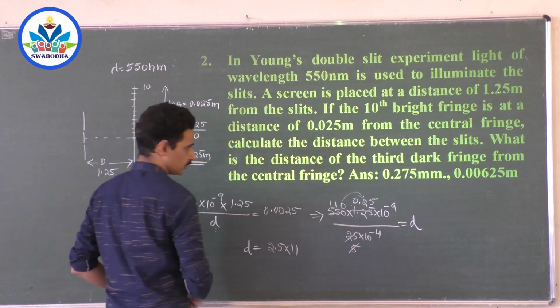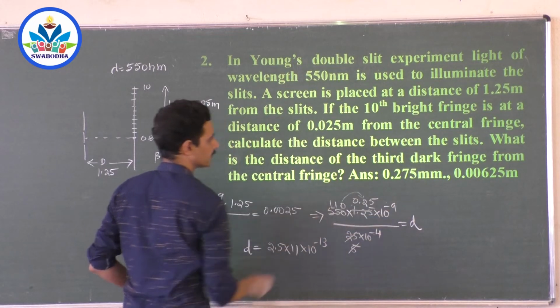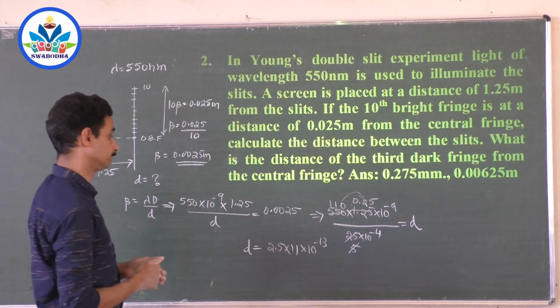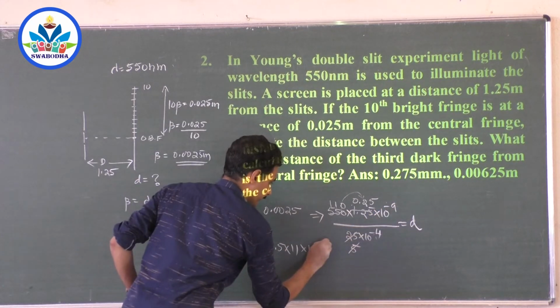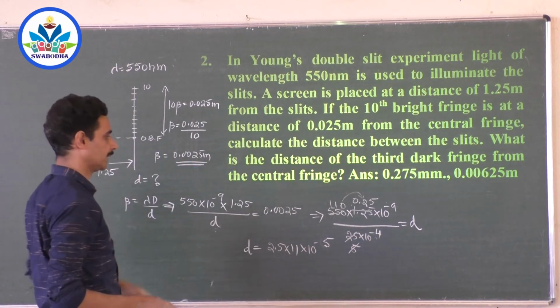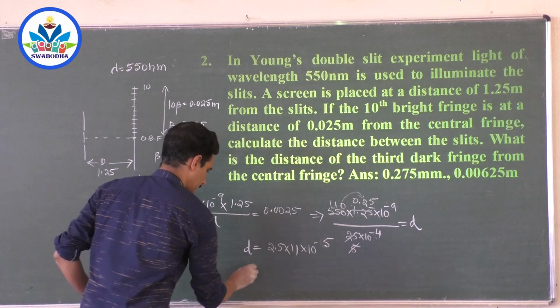That is equal to into 10 to the power minus 13, right? Minus 13. We get so much large number. No, not minus 13. Plus 4 minus 5. Yes, correct. Next, this will multiply this to 11.